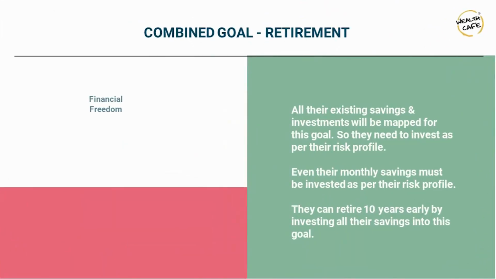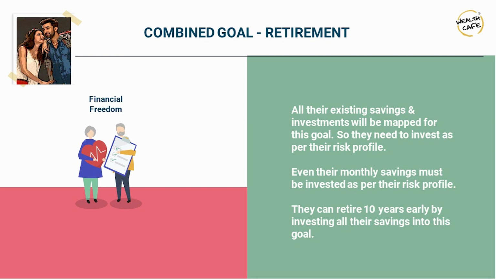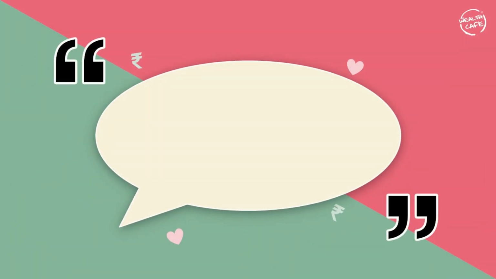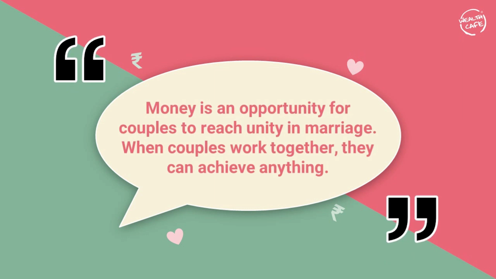While looking at the numbers, Tara and Ved get super excited because they realize that being financially free by the age of 50 is actually a very realistic goal for them, and if they're able to focus their attention towards this goal and put aside their savings consciously towards the goal of becoming financially free, they would be able to retire 10 years before the society norm of retiring at the age of 60. That's why it's rightly said that money is an opportunity for couples to reach unity in their marriage. When couples work together, they can achieve anything.